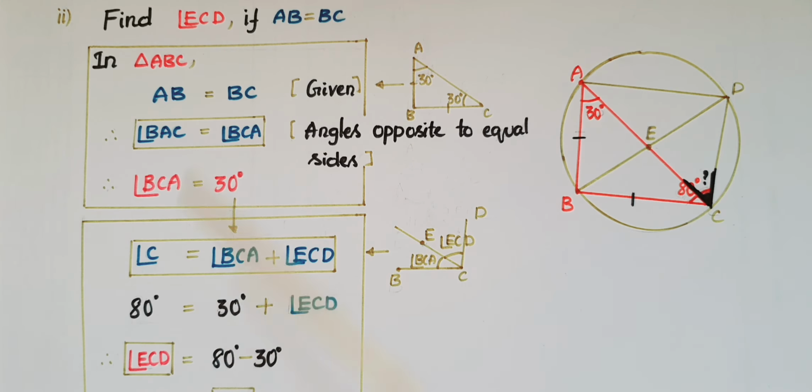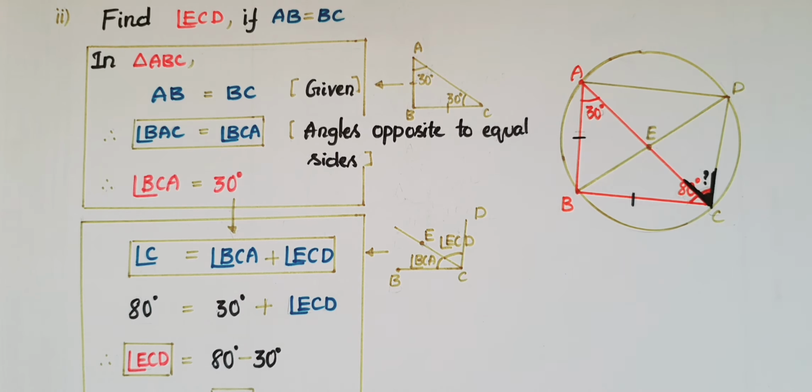Now angle C, this angle, is equal to angle BCA plus angle ECD. So angle C is 80 degrees, we know this. And 80 degrees is equal to 30 degrees, angle BCA is 30 degrees, 30 plus angle ECD. Therefore, angle ECD is equal to 80 minus 30, that is 50 degrees.